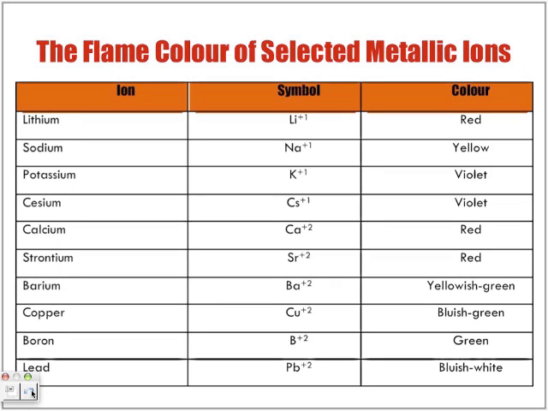The flame colors of selected metallic ions are as such. You can also do a flame test, and you've seen the flame test if you came here for open house in grade 8, where we selected certain metals and introduced them to the Bunsen burner. Lithium will turn red. Sodium will turn yellow. Potassium violet, as well as cesium. Calcium will turn red. Strontium will turn red. Barium will turn yellowish green. Copper will turn bluish green. Boron will turn green. Lead will turn bluish white.